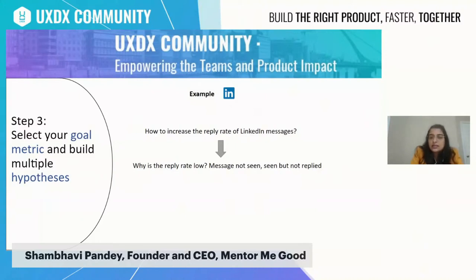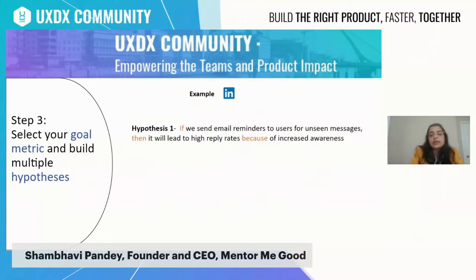Maybe users are not seeing the messages, or maybe they see it but they don't reply because there is a lot of friction in replying. And it could be a combination of both. By using data and user feedback, you will understand which of them to prioritize, or you may come up with hypotheses that will help solve both the issues. So in this case, for example, one of the hypotheses that you can have is that if we send email reminders to users for unseen messages, then it will lead to high reply rates because of increased awareness, because probably people are just missing out on these notifications.